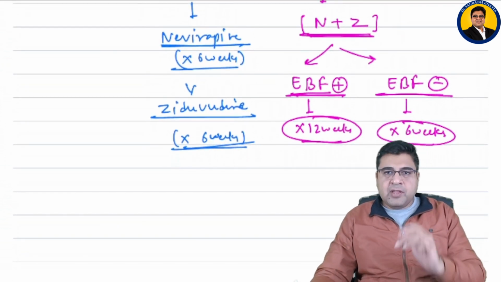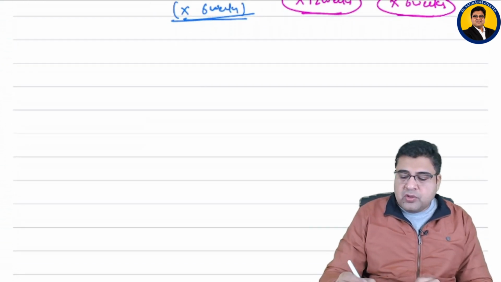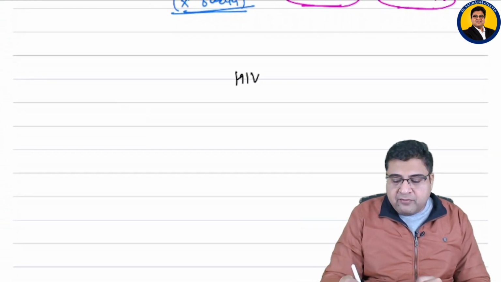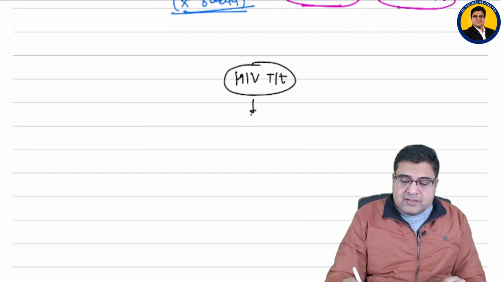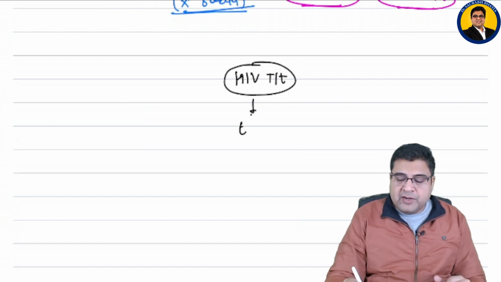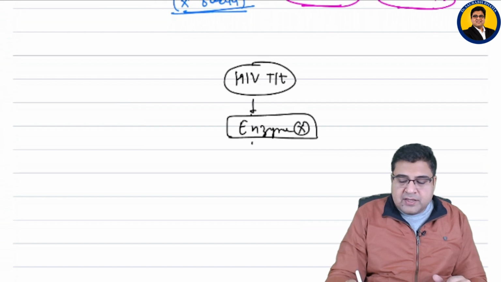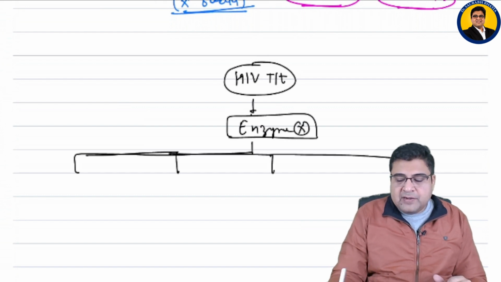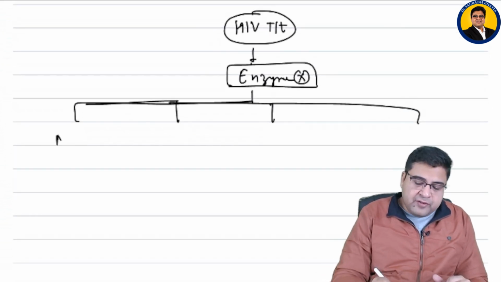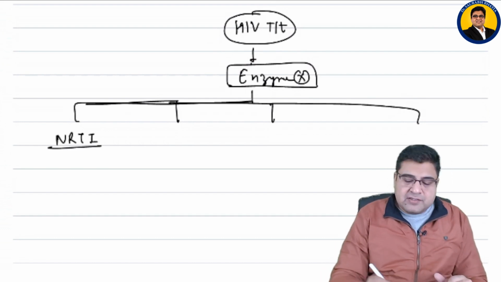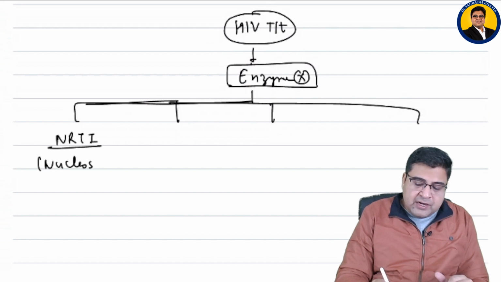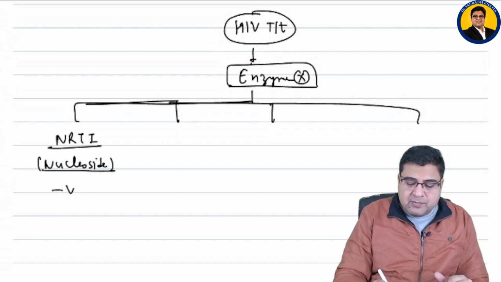At the end of this topic, I want to give you a bonus tip. So if we talk about the medicines that are given for the treatment of HIV, guys, we can divide these medicines grossly in four groups. These medicines are known as enzyme inhibitors. The first group of medicines are known as nucleoside reverse transcriptase inhibitors. So we call them NRTIs, that is nucleoside reverse transcriptase inhibitor.